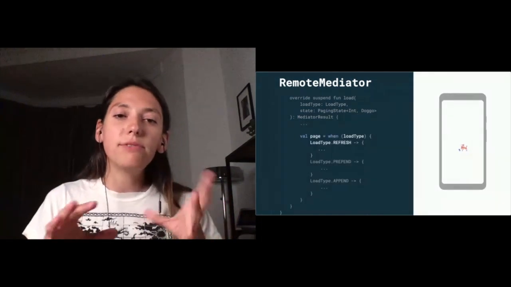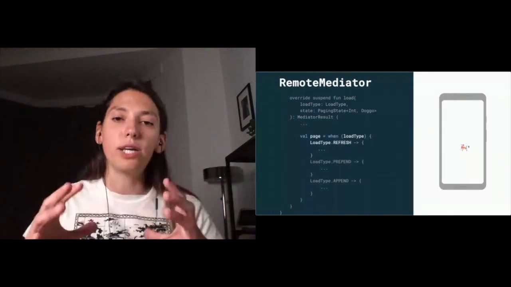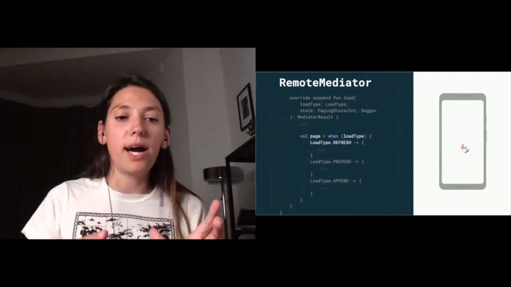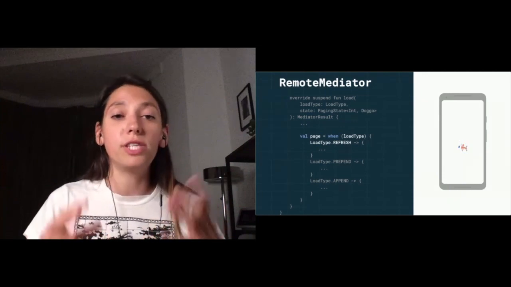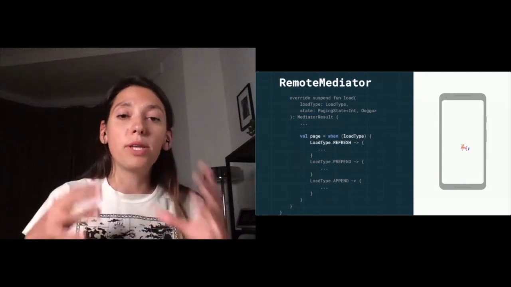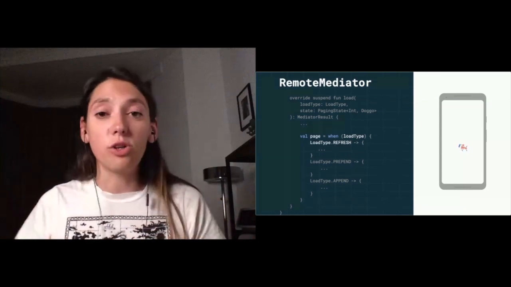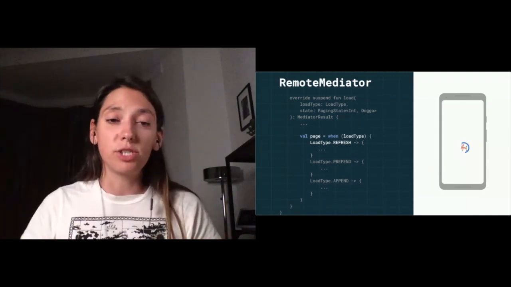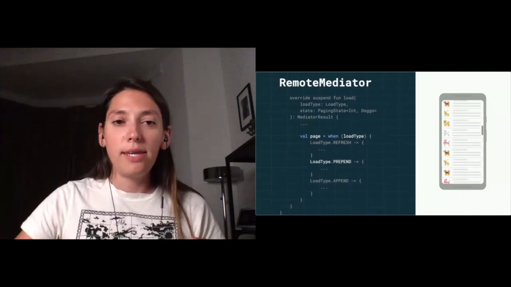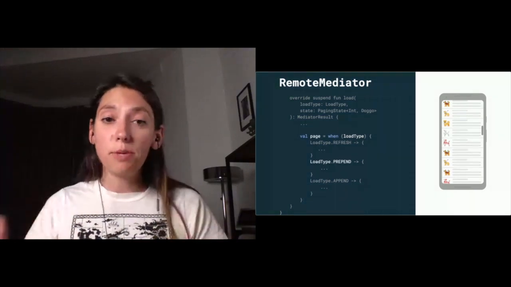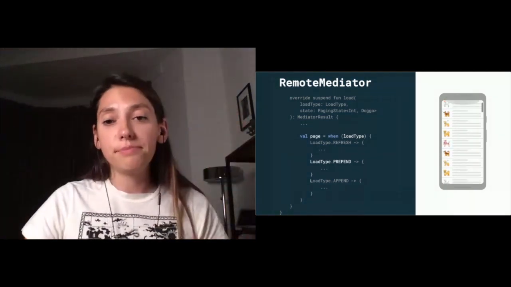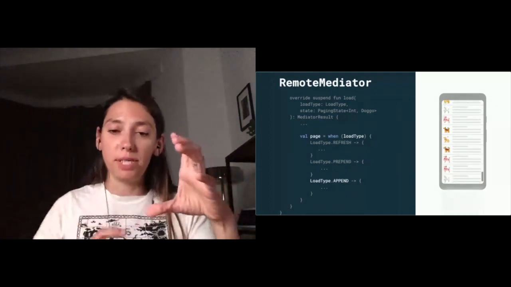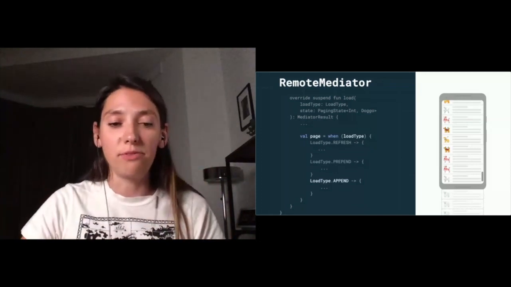Load type gives you information about where we're trying to load data based on the data that's been displayed so far. For example, load type refresh is going to be called for the initial load, when refresh was called, maybe from a pull to refresh, for example, or when the paging source was invalidated. Then load type can also be prepend when we scrolled up, or append when we scroll down and we need to append data at the bottom of our list.